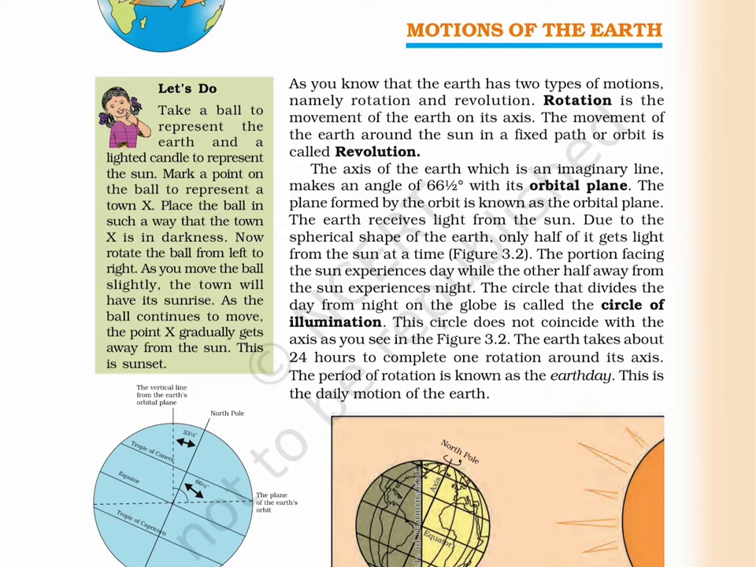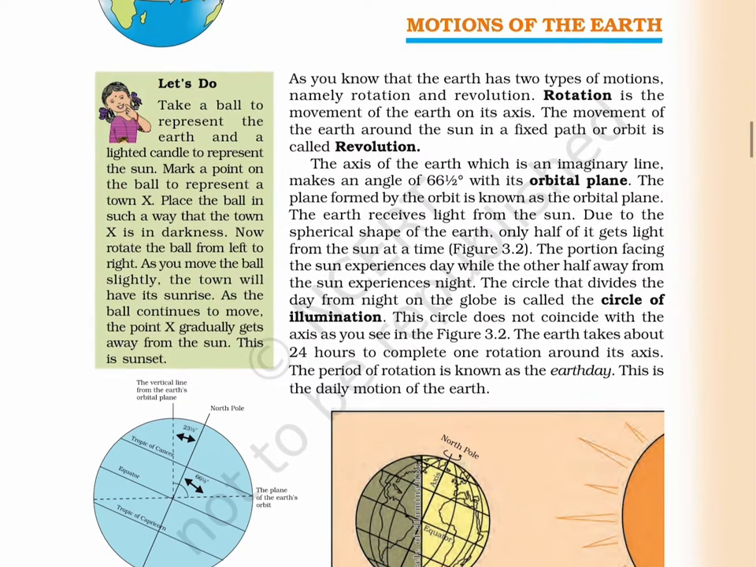The Earth receives light from the Sun. Due to the spherical shape of the Earth, only half of it gets light from the Sun at a time, as shown in figure 3.2. The portion facing the Sun experiences day, while the other half away from the Sun experiences night. The circle that divides the day from night on the globe is called the circle of illumination. This circle does not coincide with the axis, as you see in figure 3.2.